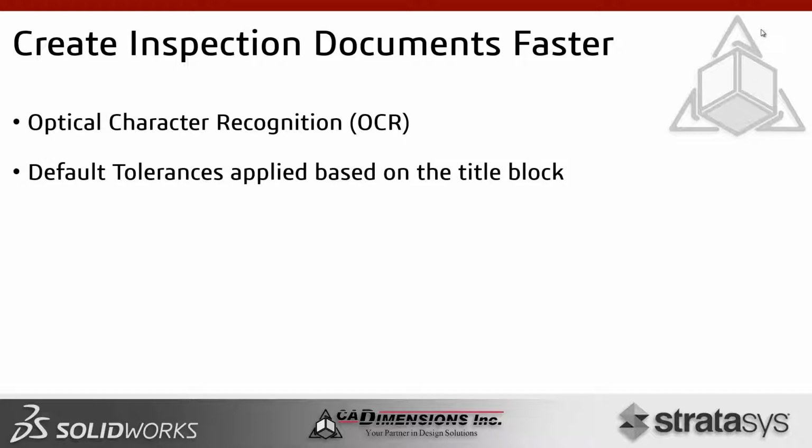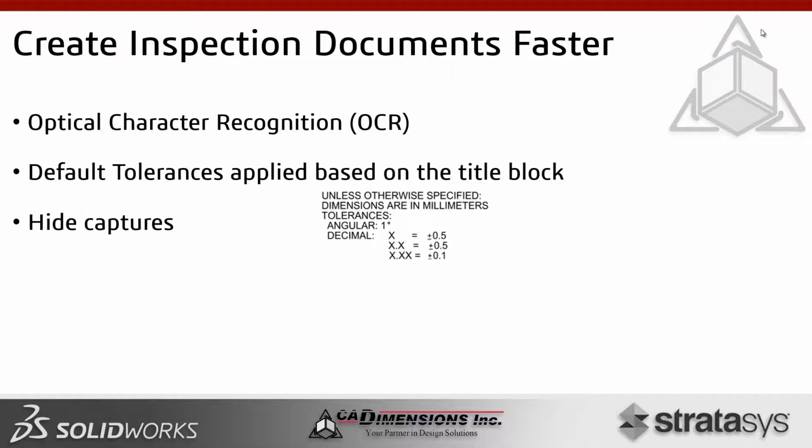Default tolerances are applied based on the title block. So typically when you're looking at a title block, like this little screenshot I've got here, it says, hey, look, based on either the range or the precision, here's some tolerance values. Then you'll go into SolidWorks Inspection and specify the tolerances based on the title block, so that when you grab a capture, it automatically calculates your upper and lower limit based on the tolerances you've already applied. So you don't actually have to calculate it for every single one. It can do it for you.